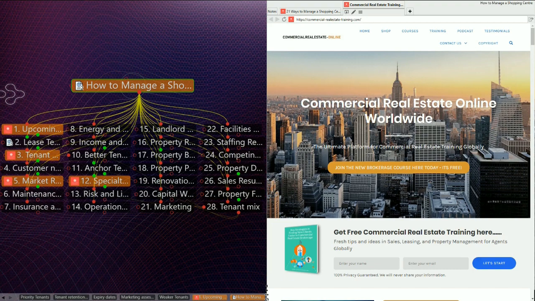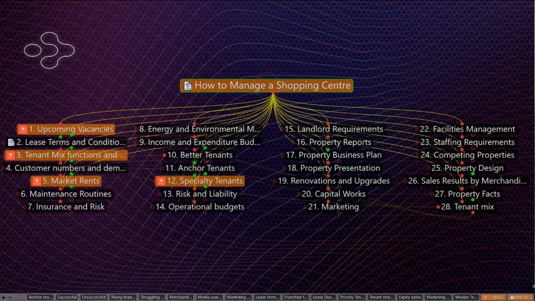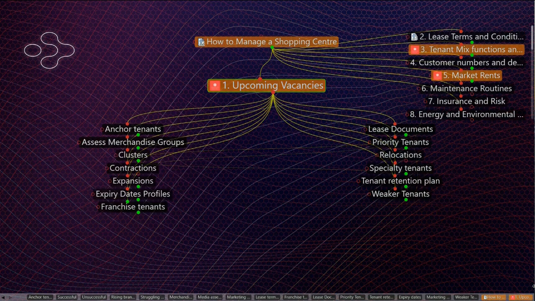This matrix I use many different ways for brokerage, sales, leasing and property management. In this particular video today, I want to go into the subject of leasing a shopping centre, and most particularly I want to go into the assessment of upcoming vacancies and why you need to think about that. Because your vacancy control will help you with stabilising the rent for the landlord, and of course that will improve the performance of the property over time.